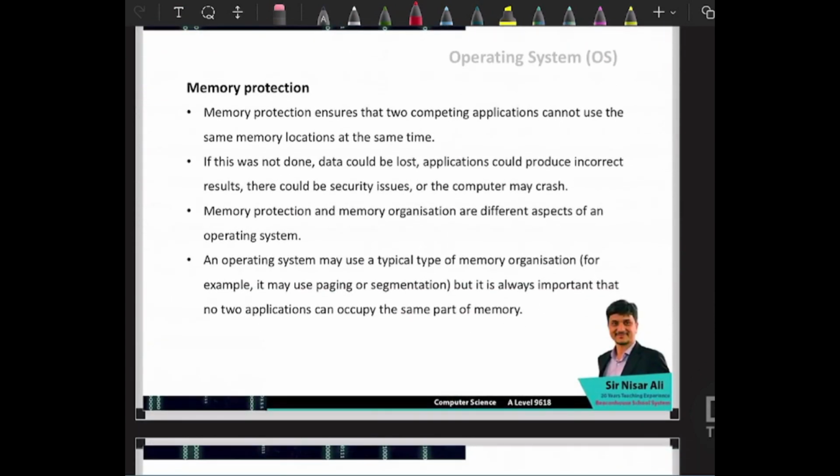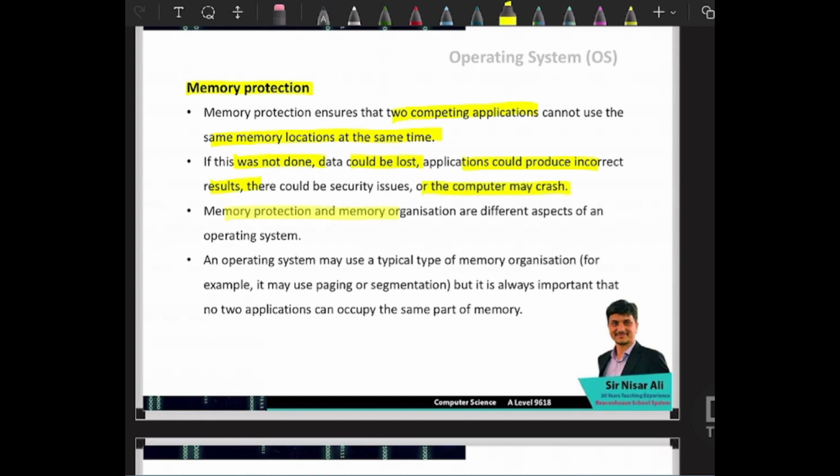The next important responsibility is partition memory protection. Memory protection is when two competing applications are requesting space in the memory, and the operating system will not give them the same space at the same time. If this is not done, what will happen? The data can be lost, the application could produce incorrect results, and the computer may crash.